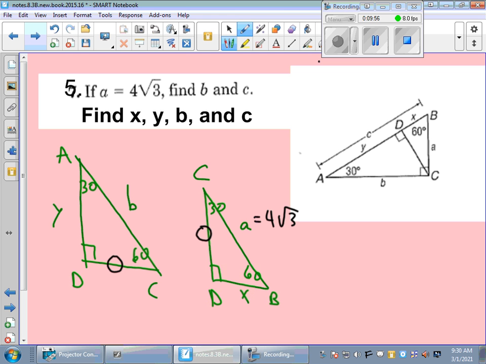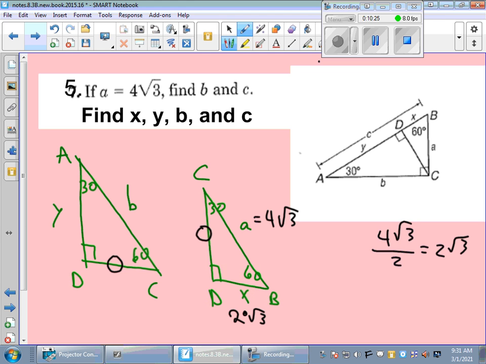So this is the hypotenuse right here. They give us the hypotenuse, and we want to find the short leg. How do you find the short leg from the hypotenuse? We are going to divide by 2. So 4 square root of 3 divided by 2 gives us 2 times the square root of 3. So x is 2 times the square root of 3.